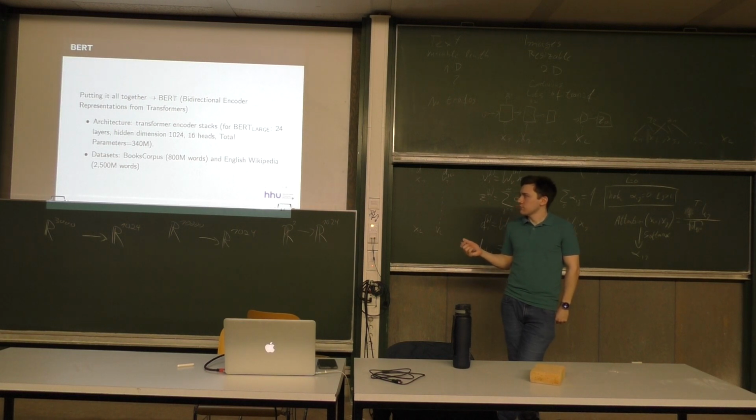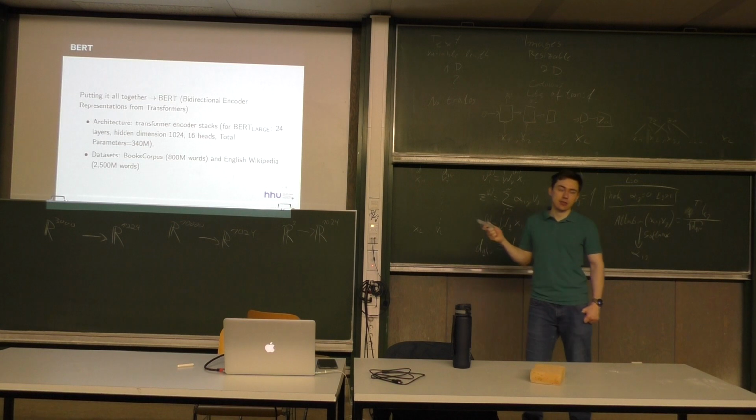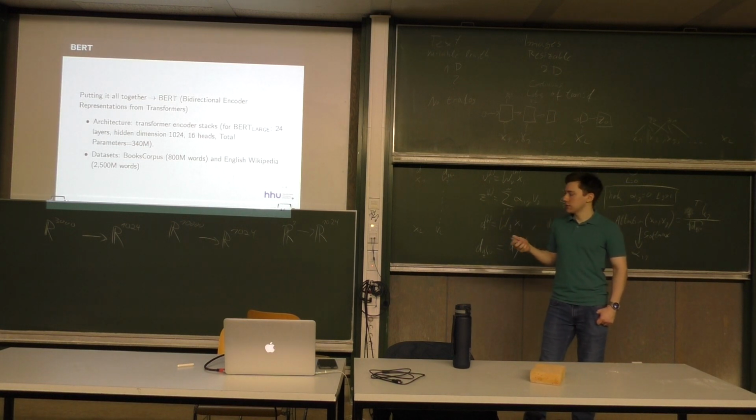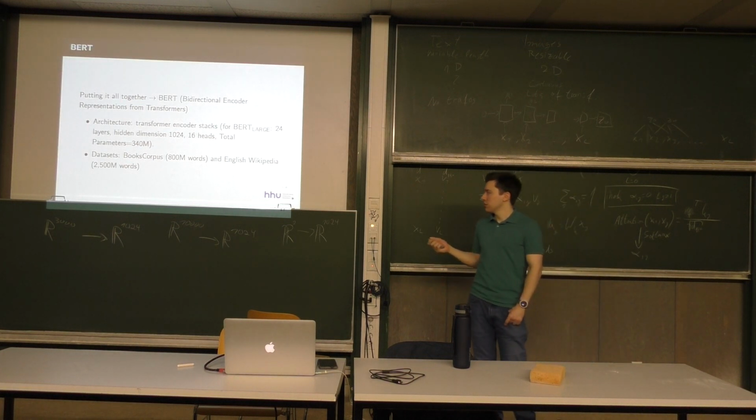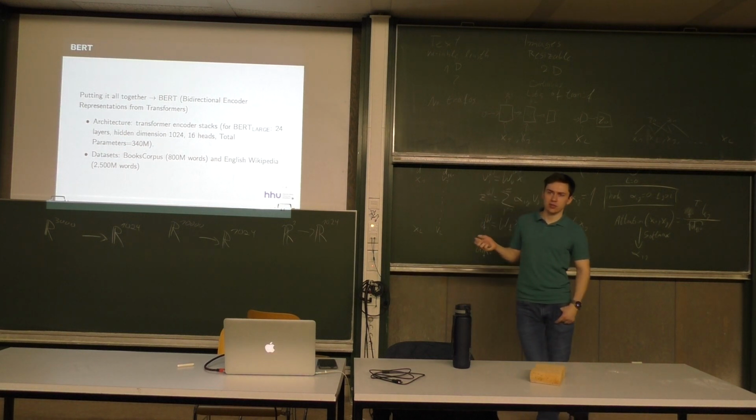So BERT was trained using two pretext tasks, next sentence prediction and masked language modeling. It has the transformer architecture. The large BERT had 24 layers, hidden dimension of 1024, 16 heads, so total parameters 340 million, which is not very big by today's standards. Does anyone know how many parameters ChatGPT 4 has? I think it's already in the trillions.